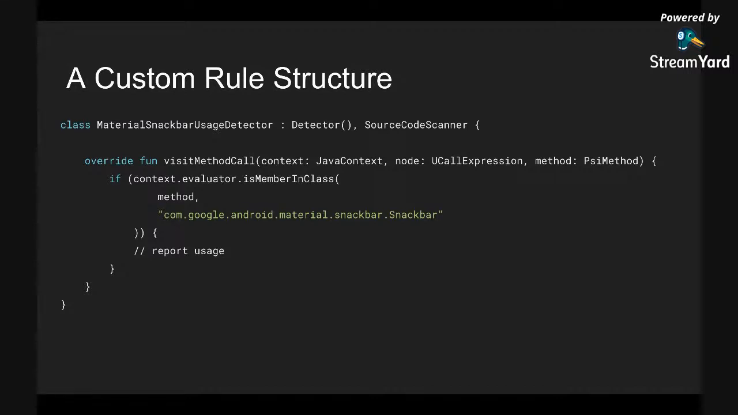So we would be using the method parameter to get the method name. We have to check if that method is actually a member of the MaterialSnackbar class. That's when we use the context to get the evaluator, and the evaluator checks if this method is actually a member of the MaterialSnackbar class. Given this constraint, if there are make methods in different classes, it won't apply to them, so we won't come across such a bug. And if this condition is met, then we just report the usage similar to how we did for TextView.